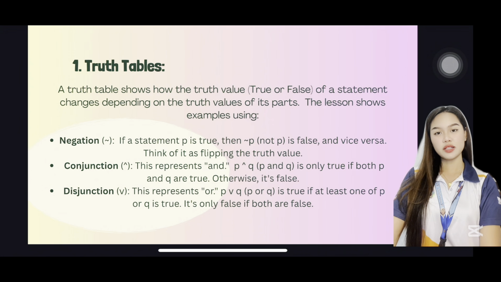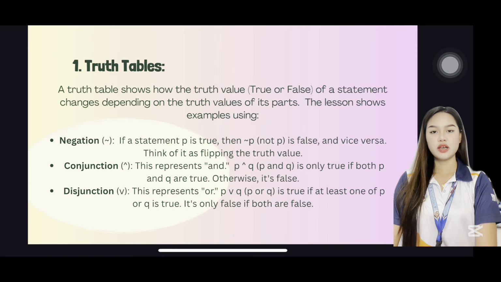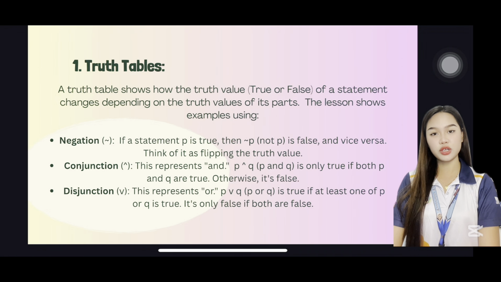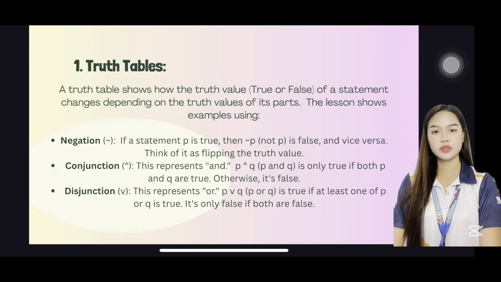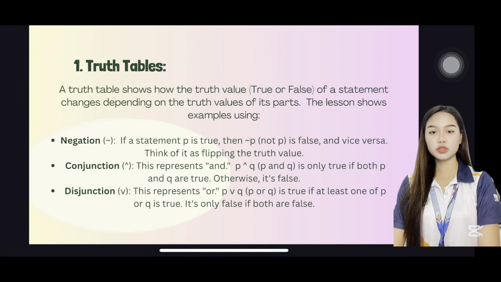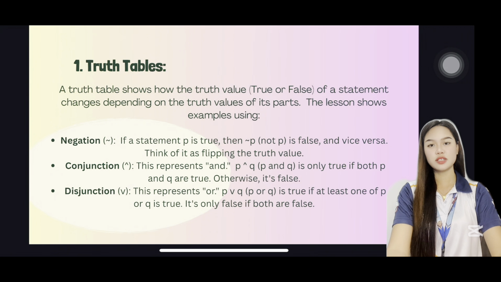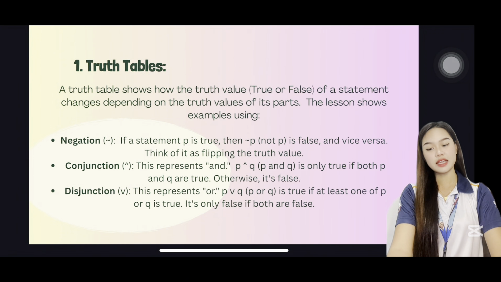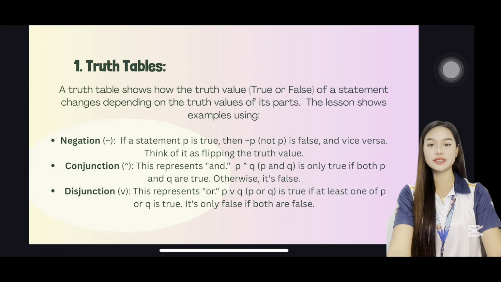And the last one is disjunction. This represents or. P or Q is true if at least one of P or Q is true. It's only false if both are false. So disjunction means or. The combined statement is true if at least one of the individual statements is true.